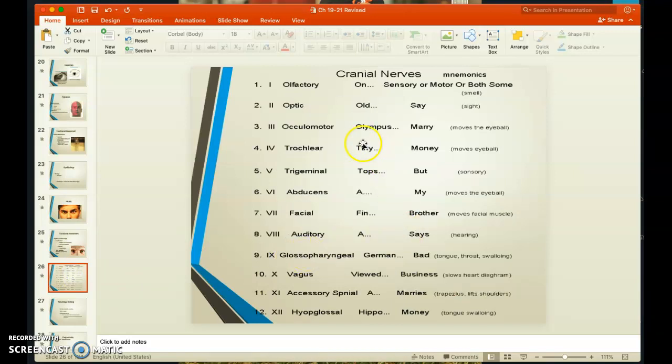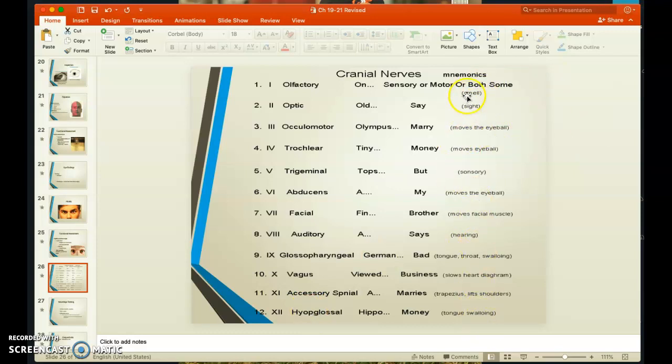Cranial nerves. All right, we have 12 cranial nerves. These are things I want you to be aware of. These are things that will come back to you. These are just good clinical skills. Olfactory, optic, oculomotor, trochlear, trigeminal, abducens, facial, auditory, glossopharyngeal, vagus, accessory spinal, and hypoglossal.